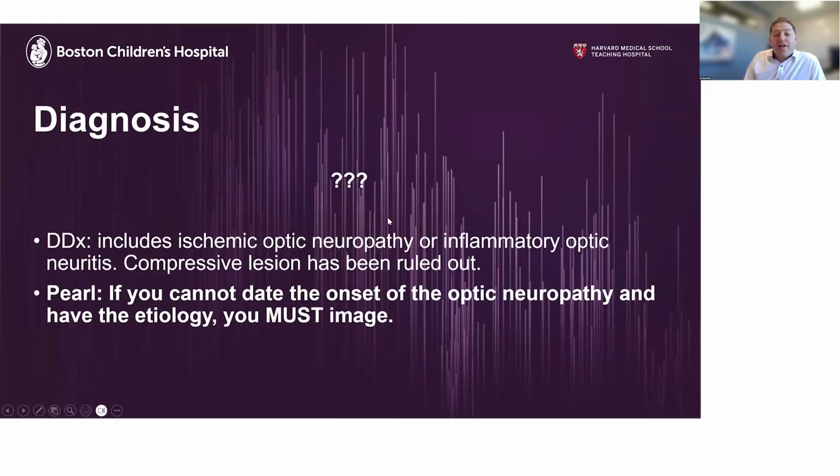So we actually don't know what happened with her. Could it have been inflammatory optic neuritis? It's possible, although inflammatory optic neuritis doesn't usually respect the horizontal meridian like that does. A compressive lesion has been ruled out, so we went with the diagnosis of non-arteritic ischemic optic neuropathy, and she got a full stroke workup that was negative, and we've just been watching her since. The pearl here is if you can't date the onset of the optic neuropathy, you have to image.